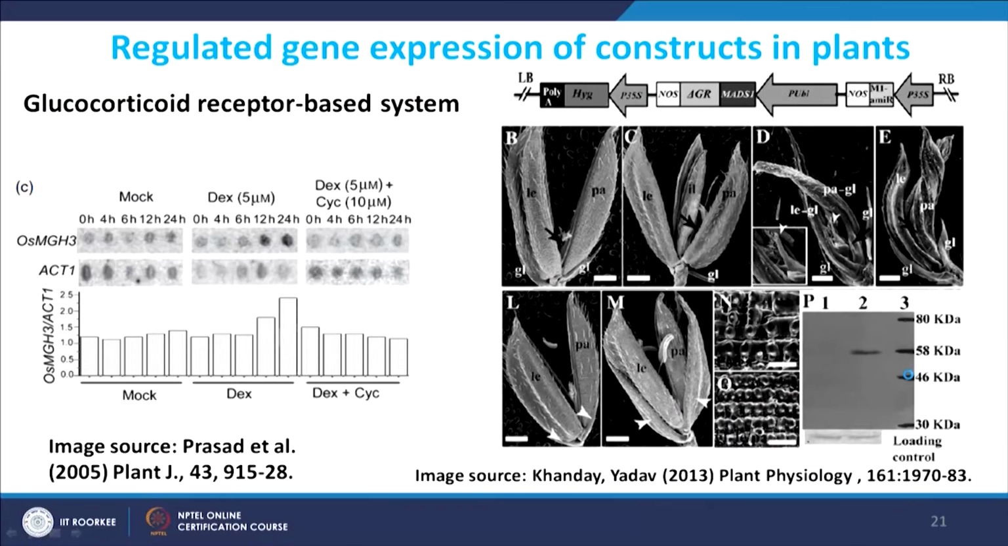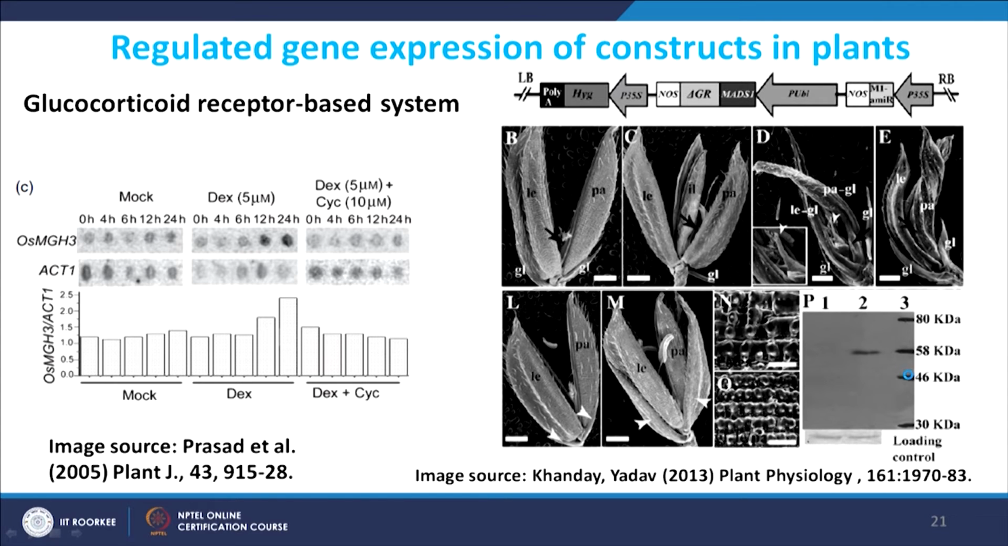Second, you can even combine both and generate a construct where you do both together. So you can regulate a gene, an overexpression construct or RNA construct, temporally as well as spatially. How can you do it? We will take just one example of both cases. For example, if you are studying a transcription factor, there is a very widely used system, a glucocorticoid receptor based system.